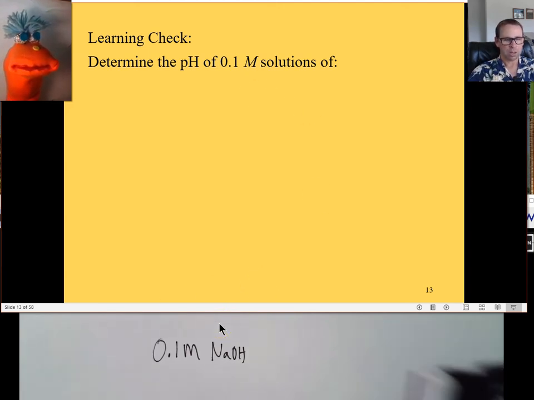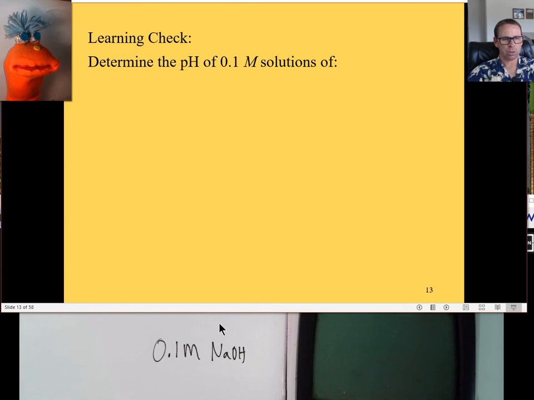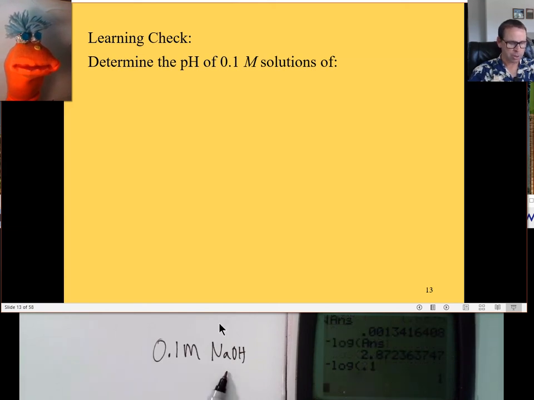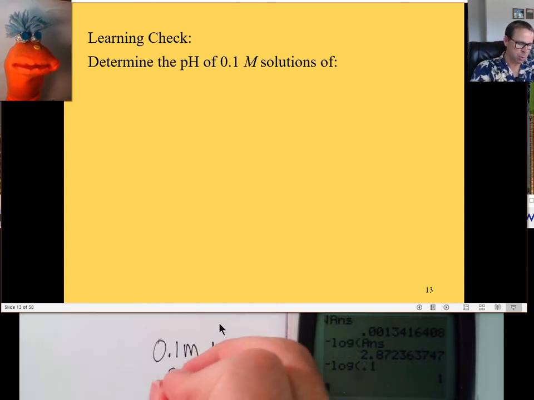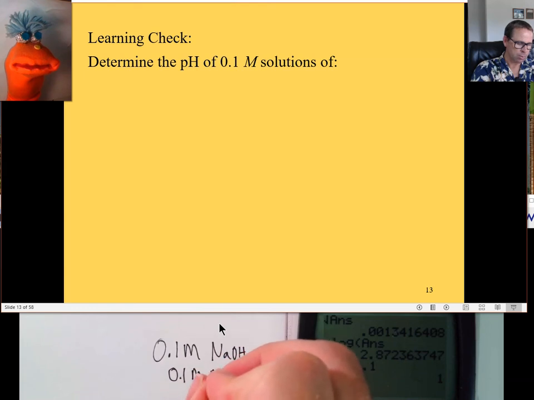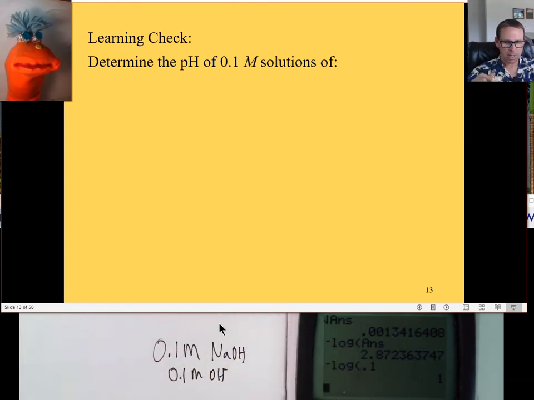Therefore, the concentration of 0.1 molar sodium hydroxide, a strong base, means 0.1 molar hydroxide ion results. Negative log of that is 1. Is that the pH of our solution? No, because this is the hydroxide ion concentration. Oh yeah, so 14 minus that. That's right. So 14 minus 1, that's going to be a pH of 13. Okay, that's a good place to stop.